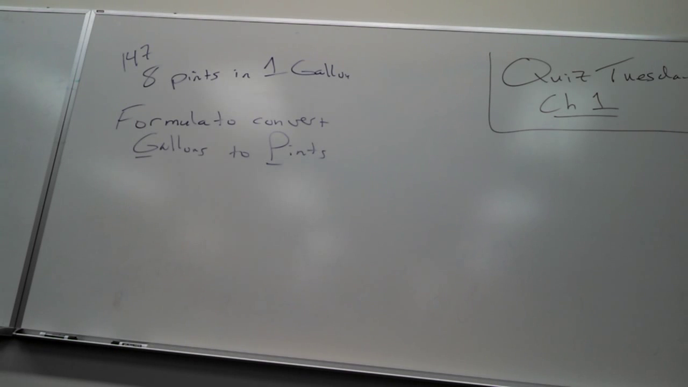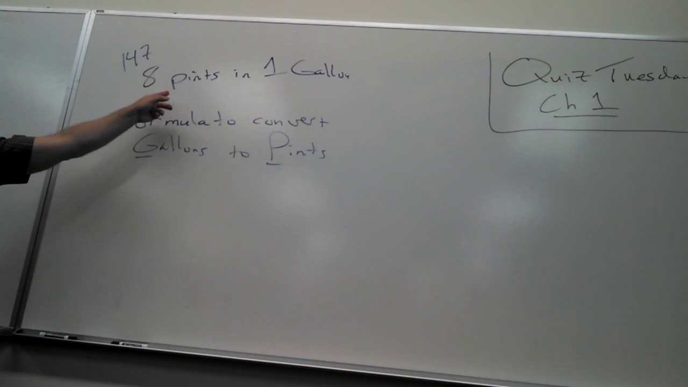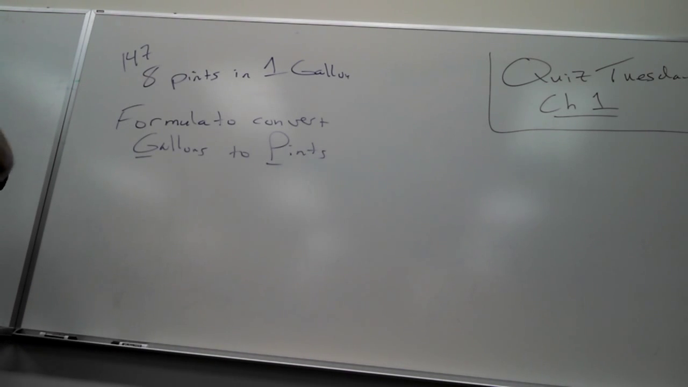So that's what formulas do. They're just shorthand for a rule as to how to get from one quantity to another. That's one thing that formulas do. They do a lot more than that. So here I want the same thing. If 8 pints are in 1 gallon, if I had 2 gallons, how many pints do I have?